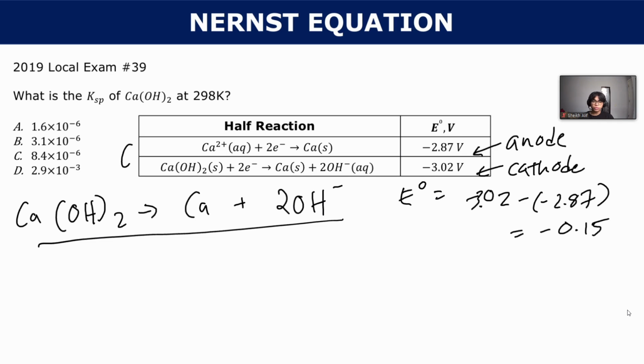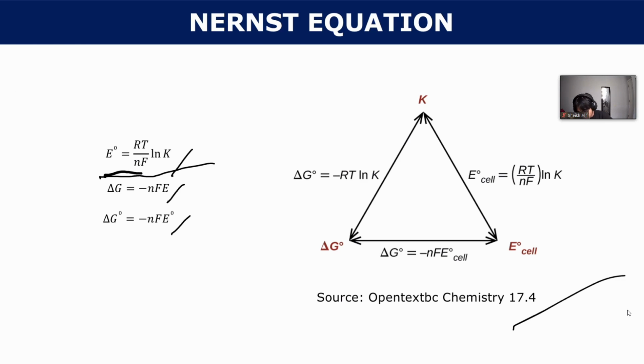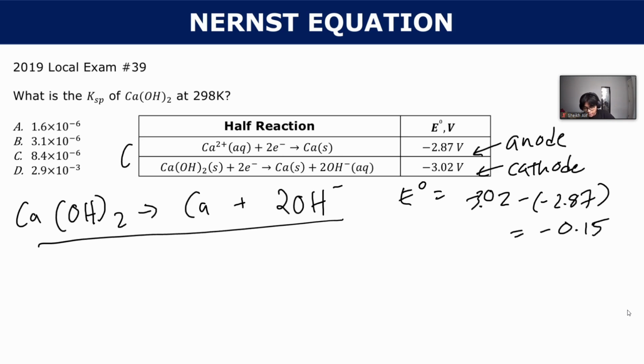And so now you might wonder, what do we do with this information since we know we want to find K? Well, one of the equations that we know of is this one right here. This top equation right here. This will help us because remember, we have our standard E cell, we know R, we know T, we know N, we know F, and we need to find the equilibrium constant. So let's just write that down here. So E standard is going to be RT over NF times the natural log of K. And so now we can start to plug information in.